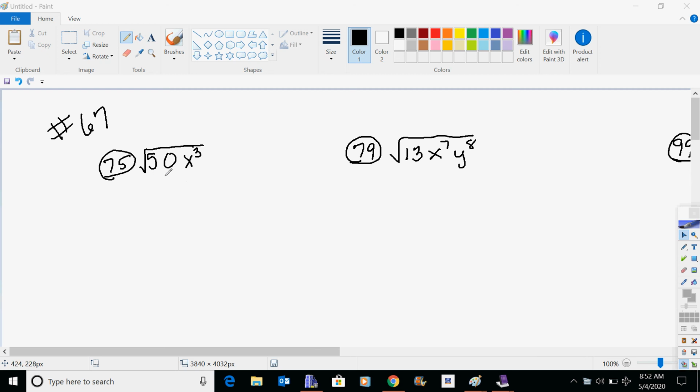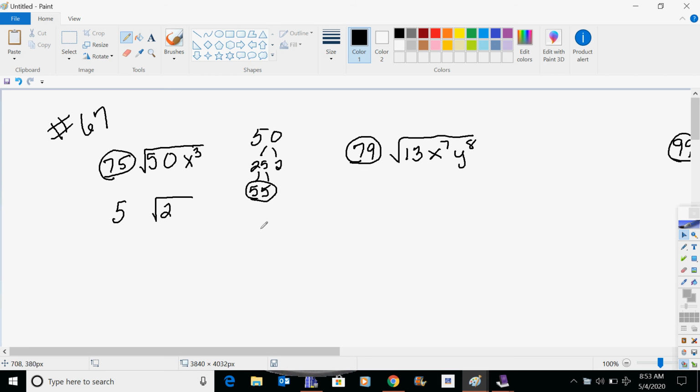If you're going to simplify this, you need to first think about the number part. 50 does factor, so I'm going to factor that down: 25 and 2, which is a 5 and a 5. Since there's a pair of 5s, a 5 comes out, and your 2 is left in because there isn't enough to square root. Here we get the square root of 25, which gives you 5, but the 2 is left over.